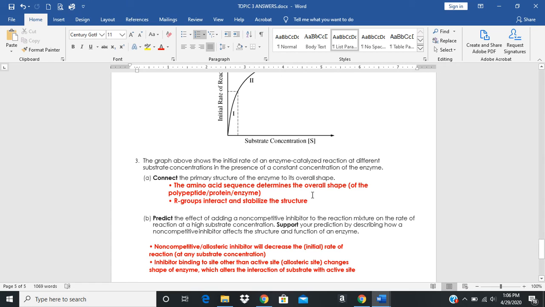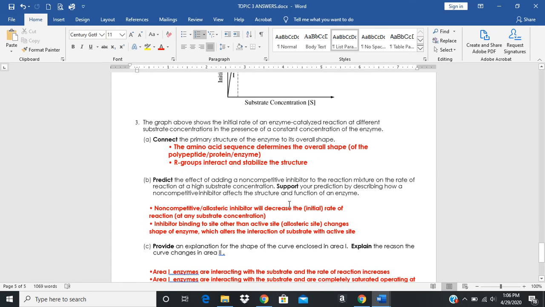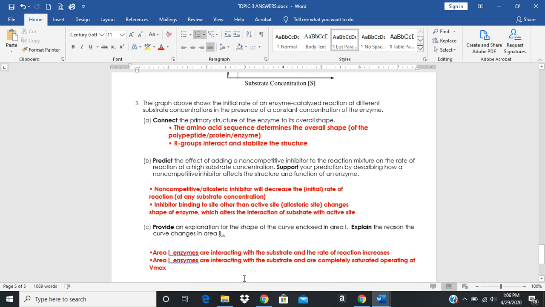Okay. And then for letter C, provide an explanation for the shape of the curve enclosed in area 1 and how it changes in area 2. So in area 1, the enzymes are interacting with the substrate. They are increasing the rate of reaction because more enzyme is working with more substrate, and the rate of the reaction increases. And in area 2, the enzymes are interacting with the substrate, and they are completely saturated. So they are operating at Vmax.